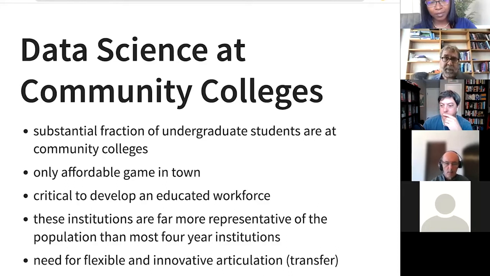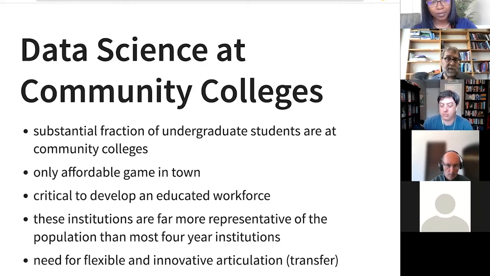There are some exceptions to that in various places, but when we think about affordable education, they're really structured in a way to really foster that for people. And they're really critical to develop the educated workforce that we need. I think one of the points that came out really directly in the Keep Data Science Broad is that these institutions tend to be far more representative of the population than most four-year institutions.